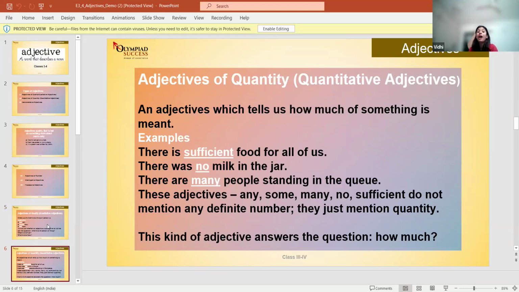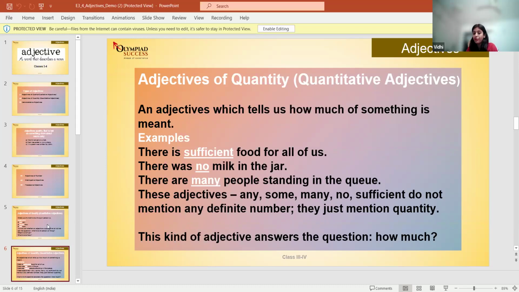Quantitative adjectives will tell us how much of something is meant. Like, there was no milk in the jar. In the same way, it will tell us about the quantity. It will not mention any definite number. And the question that we will ask is how much.